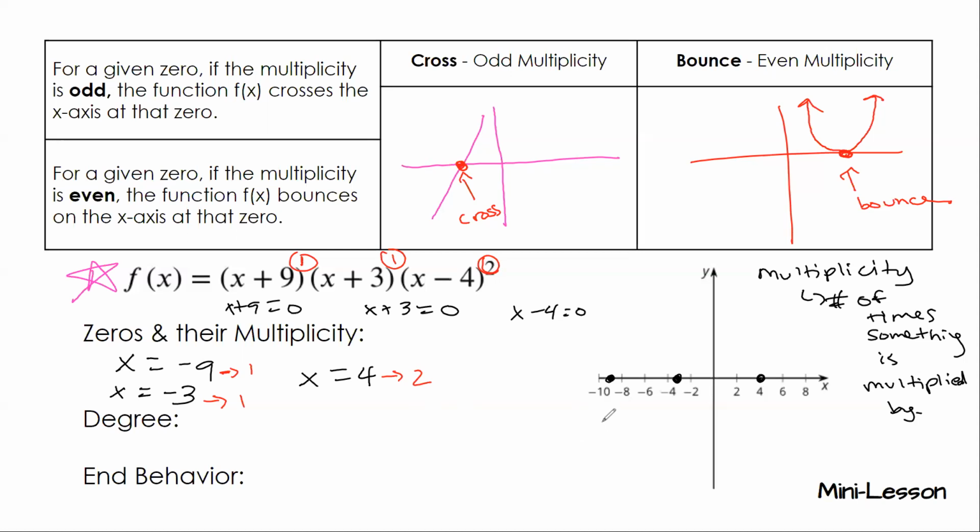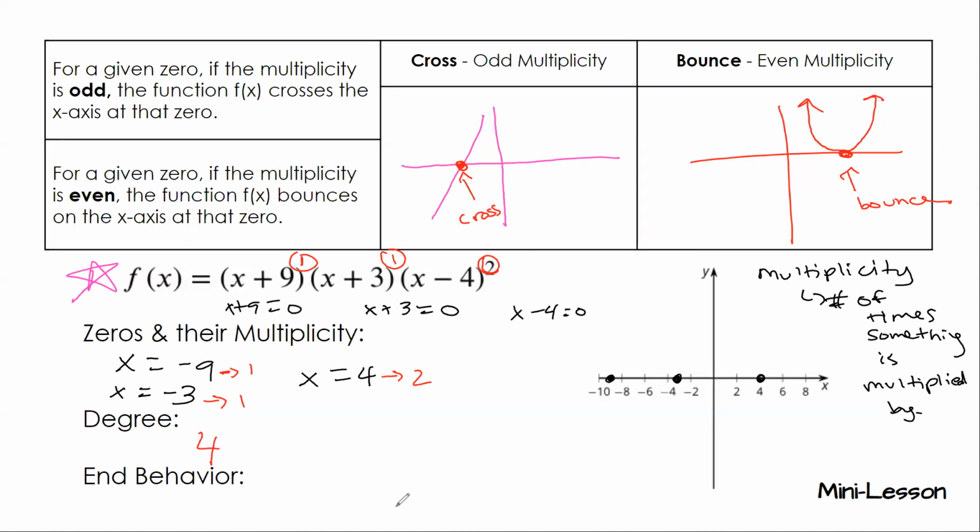With me? Okay, what degree polynomial do we got going on? If we took all of this and multiplied it out, what would be the highest exponent? 4, because you can add up your multiplicities and that would tell you what it is. So we have a degree of 4. And yes, it's going to mean that it's a W. We're going to talk about end behavior in just a second, but first we're going to sketch the graph.